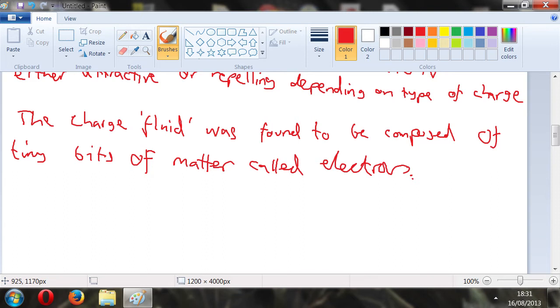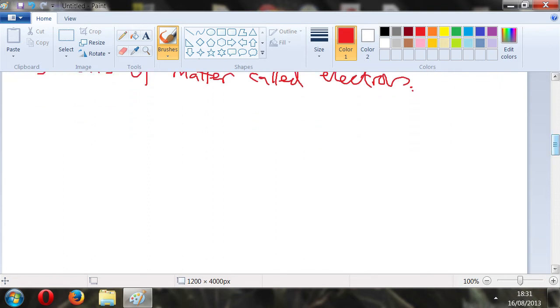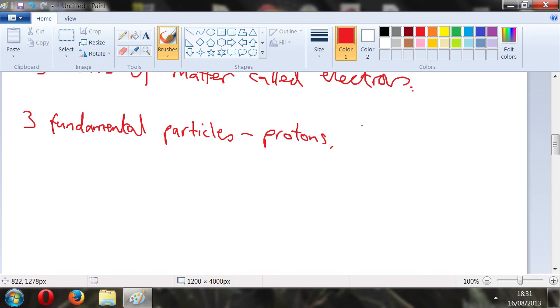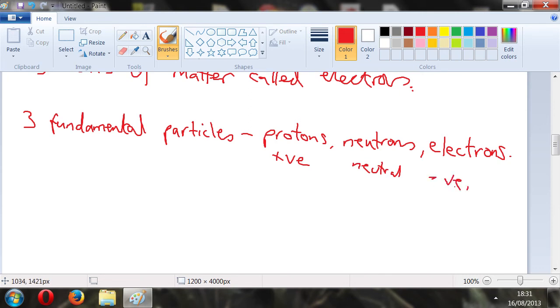A brief note about this. There's three fundamental particles. We've got the protons, the neutrons, and the electrons. And obviously, we know protons are positive, neutrons neutral, and electrons negative.